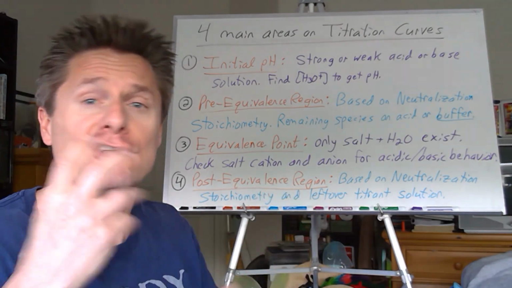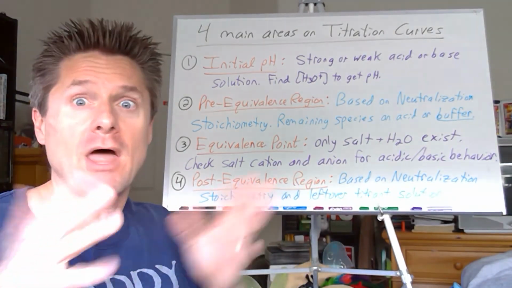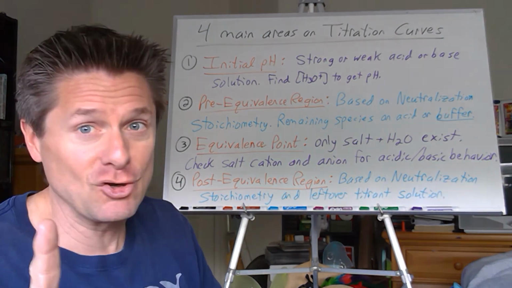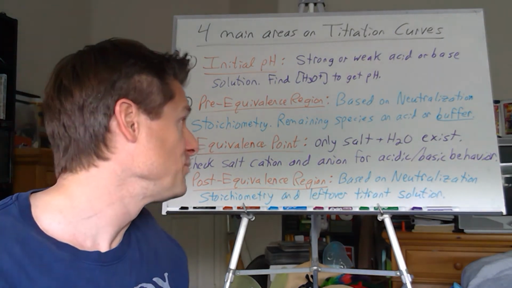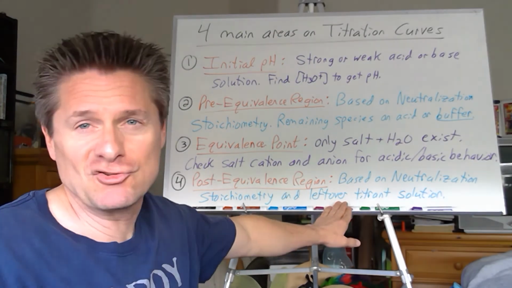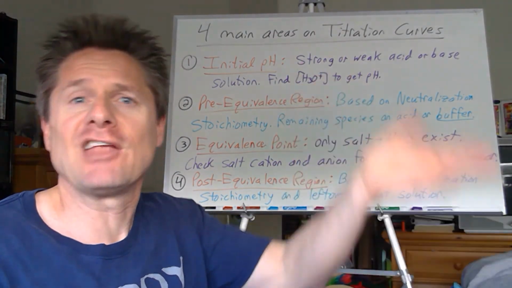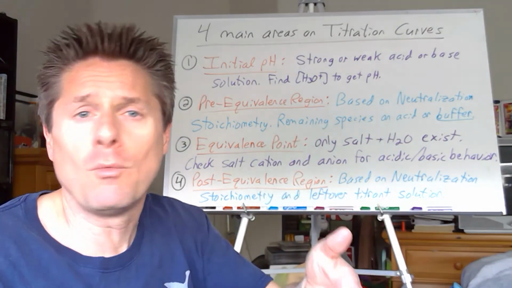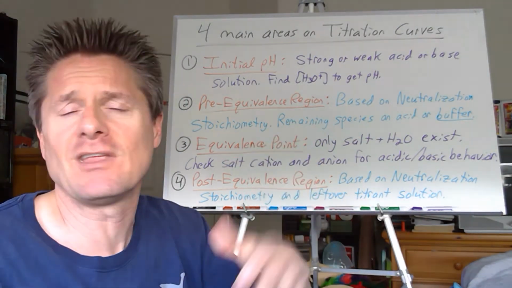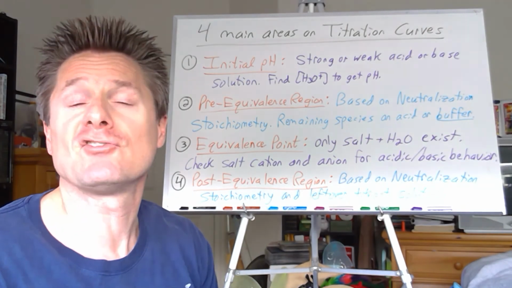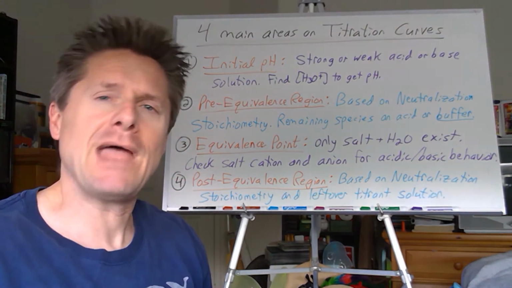Is it strong or weak? Are you starting with acid or are you starting with base? Not even looking at polyprotic species, and we're not going to do weak acid, weak base. Too challenging. So again, I think the post-equivalence region is the easiest. You just do the neutralization stoichiometry, how much of the titrant's left over, and since it's almost always a strong species, it's just the negative log of the remaining concentration of that. But not too bad, right?